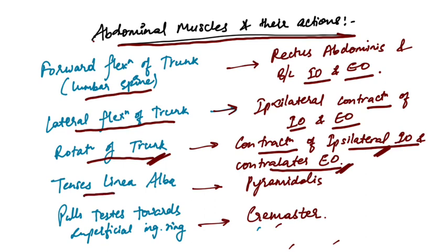Now this muscle, pyramidalis, tenses the linea alba. Now pulling the testes toward the superficial inguinal ring is done by the cremaster muscle. This is very much asked, very important.